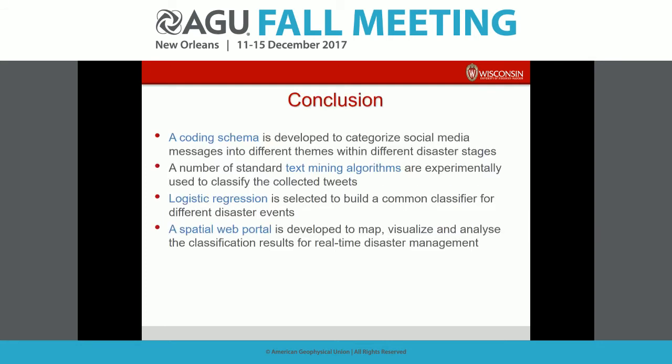Well, I will quickly draw a conclusion. First, a coding or classification schema is developed to categorize or classify the social media messages into different topics during different disaster stages. Text mining algorithms are tested and used to categorize the collected tweets in different events. Logistic regression is selected to build the common classifier for different disaster events. Eventually, a spatial web portal is developed to visualize and analyze the classification result.